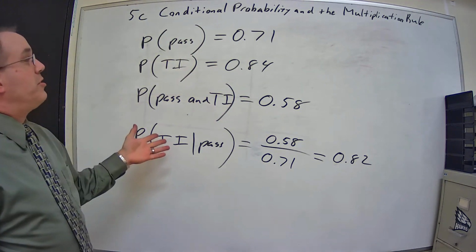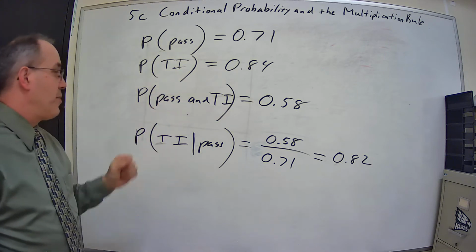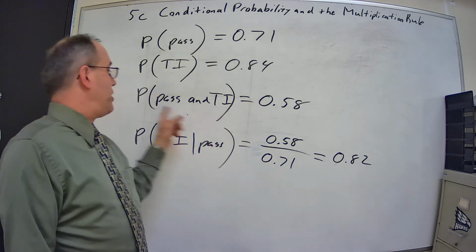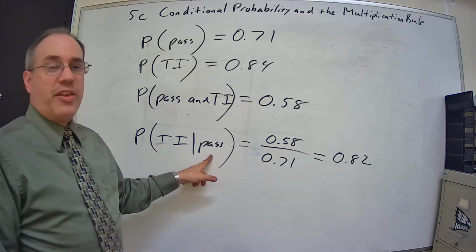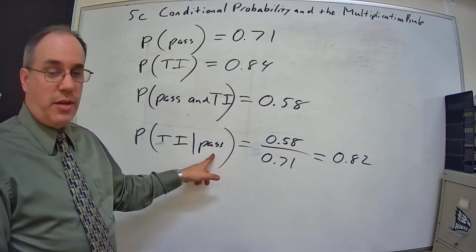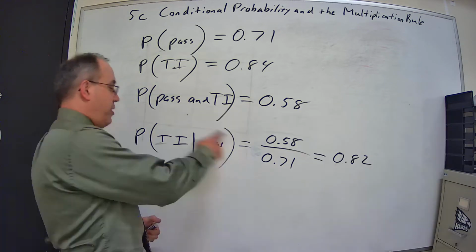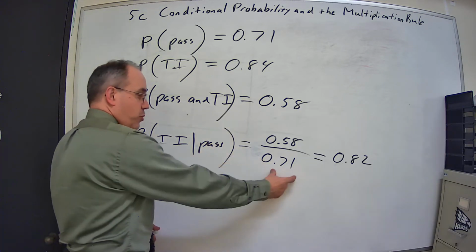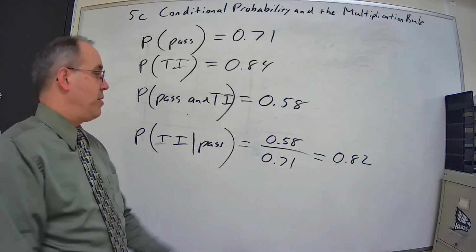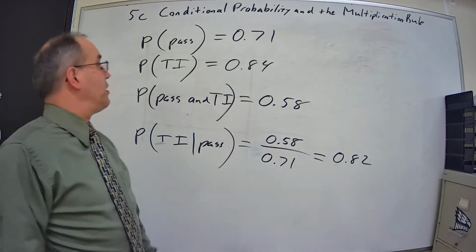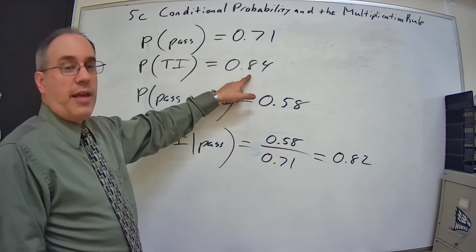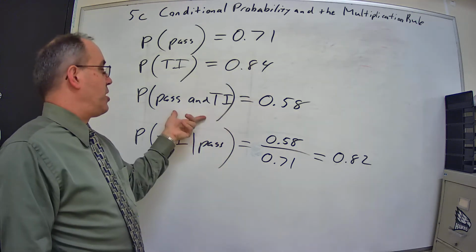So here we go. Conditional probability: the probability that both things occur over the probability that the given part occurs. That's the biggest thing to remember. The given part is what goes in the denominator. Probability they both occur, that's not the sum of the probabilities. That's not 0.71 plus 0.84. It's the probability they both occur.